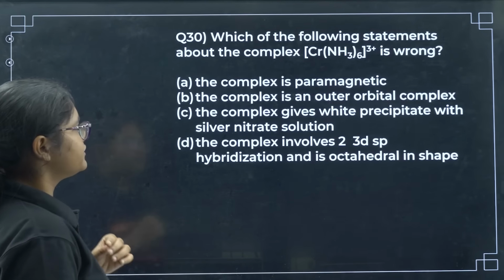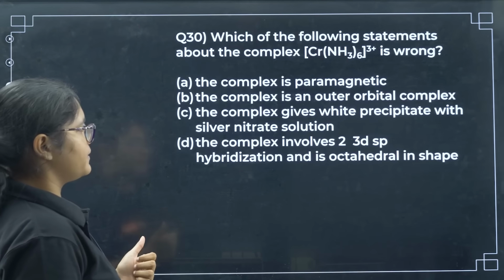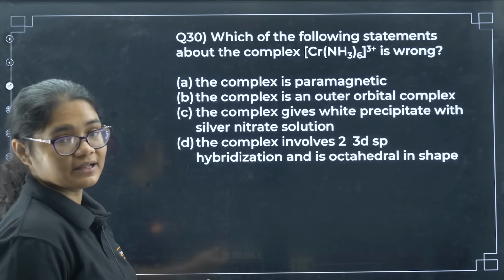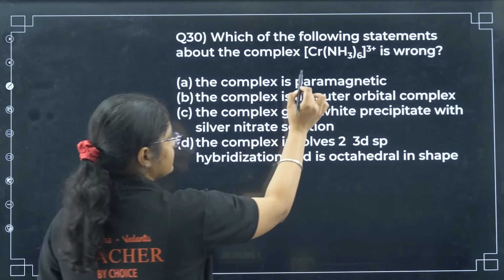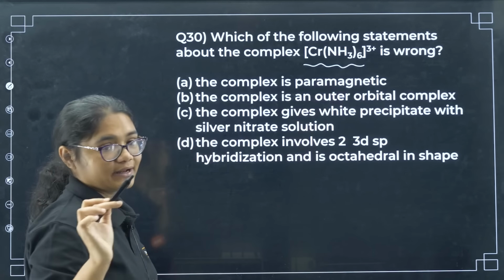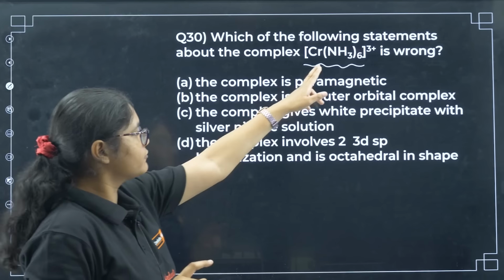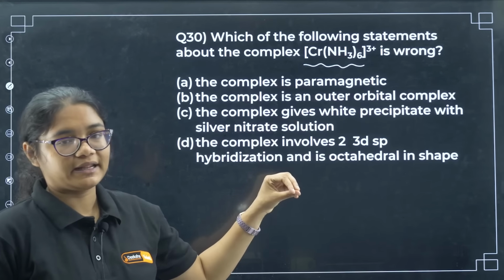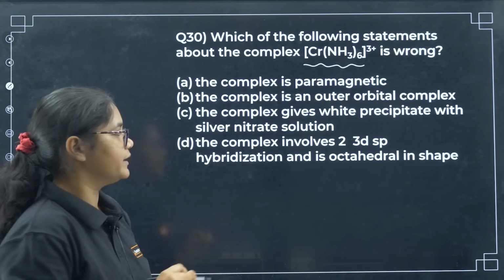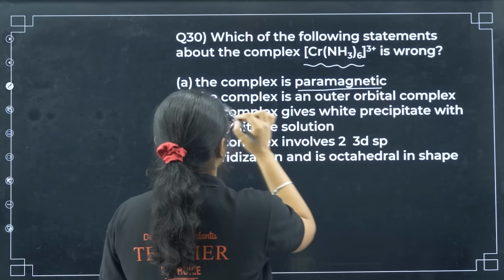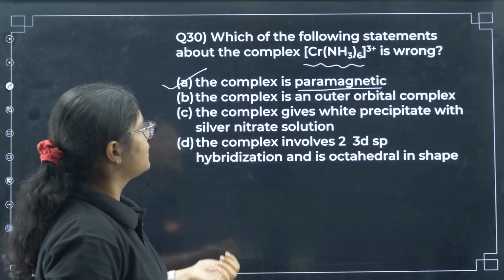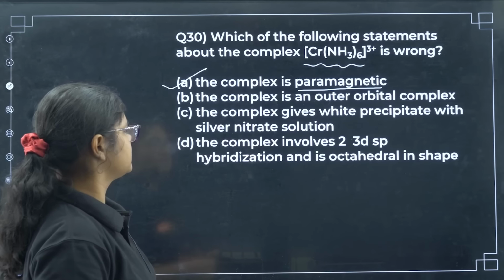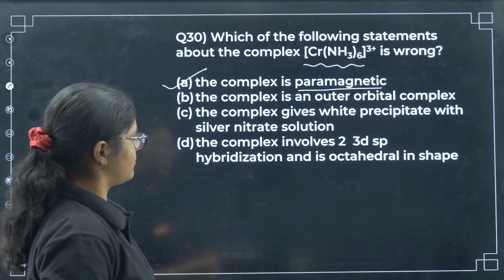Last question, which of the following statements about the complex Cr(NH3)6 3+ is wrong? So it is paramagnetic. So if you see, I have told you to remember this because it is given directly in your NCERT book. This is a strong field ligand. Pairing of electrons will take place. So it is a diamagnetic complex. So saying this complex is paramagnetic, that is wrong. Option number A. It is an outer orbital complex. Okay, this is also wrong because it is an inner orbital complex.